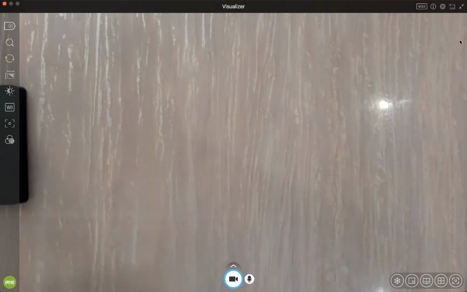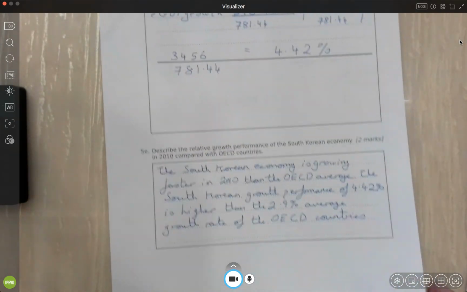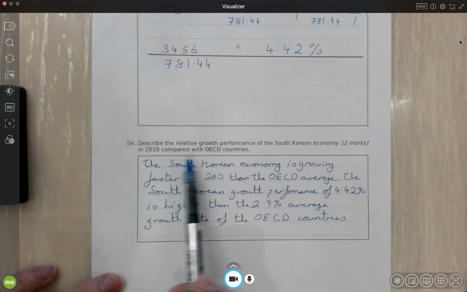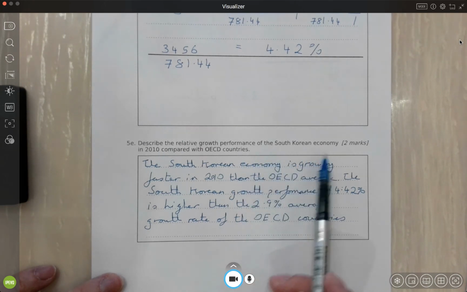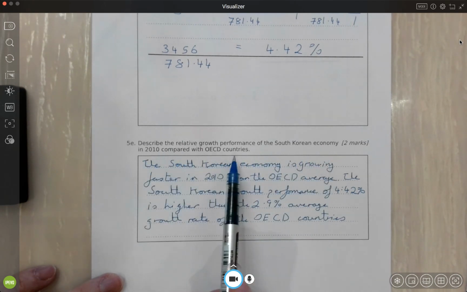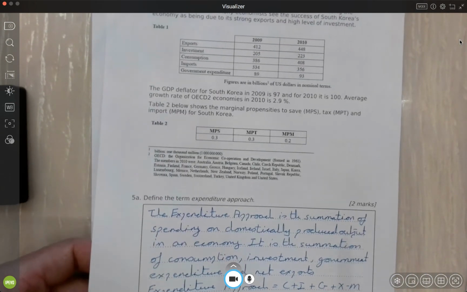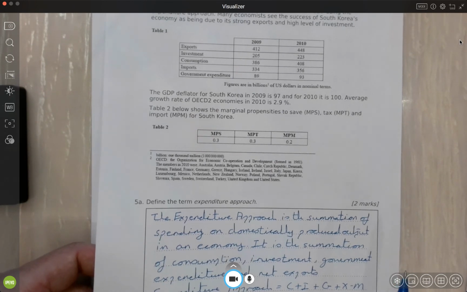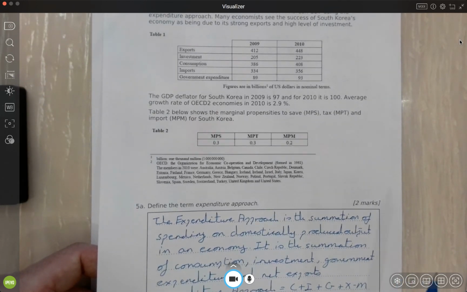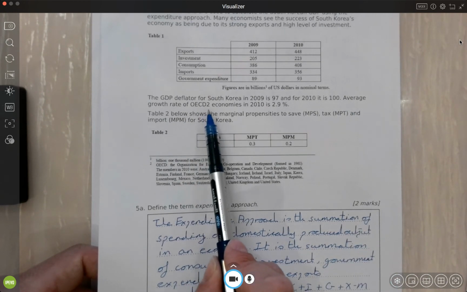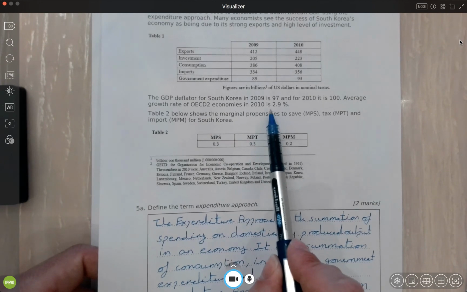All right, so again, it's just repetition, and it's relatively easy, right? Now, what this says is describe the relative growth rate performance of the South Korean economy in 2010 compared with OECD countries. Well, the first question is, what is the OECD? Well, it's not actually important. It's the Organization for Economic Cooperation and Development. Okay. Now, how would we possibly know what the average rate is for OECD countries? Well, it tells us in the question, the average growth rate of OECD economies in 2010 is 2.9%.